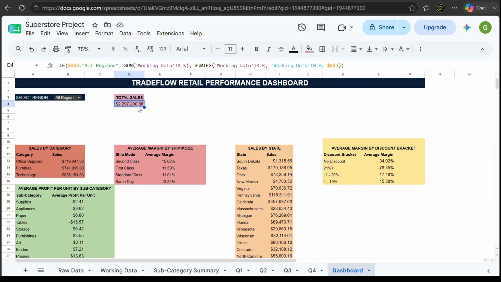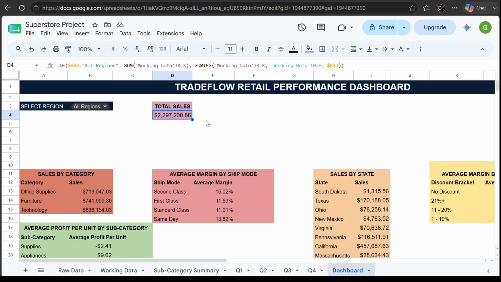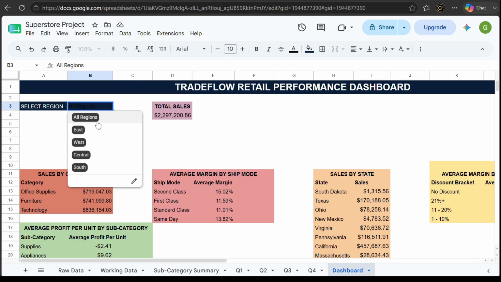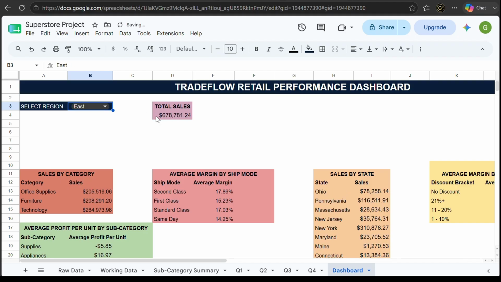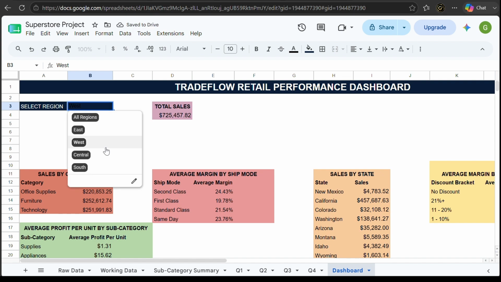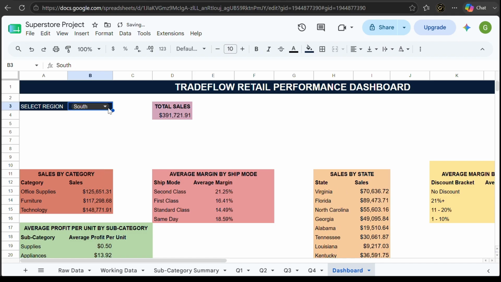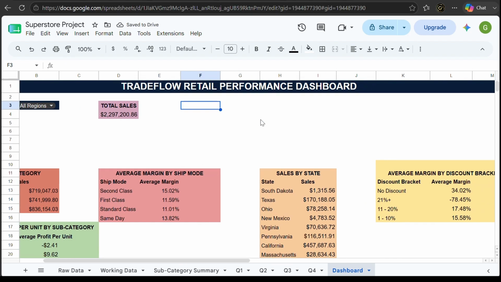So anyway, if I zoom in, you can see my total sales to be 2,297,200.86. If I change the region to Eastern region, this is what I have as total sales in the Eastern region. If I change to West, this is what I have as total sales in the Western region. Sorry, I should have changed to Central. This is what I have. And then if I change to South, this is also what I have there. So I'm just going to come back to all regions there.